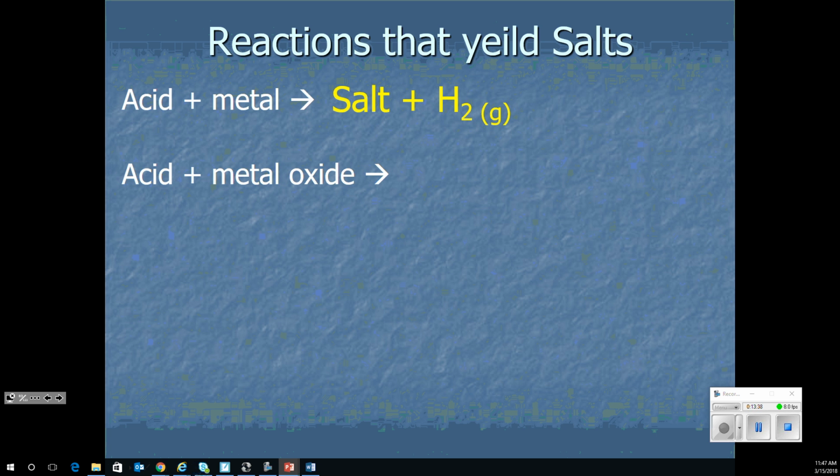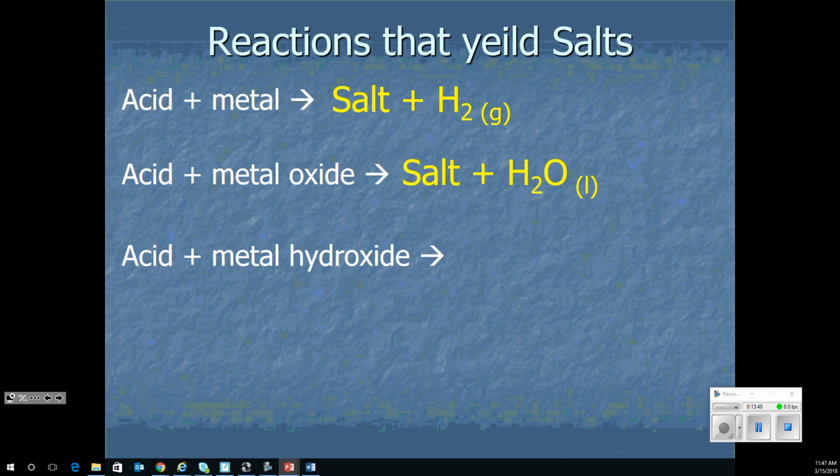If I have an acid and a metal oxide, that would be like calcium oxide or sodium oxide or magnesium oxide, then what I'm going to get is salt and water. If I have an acid and a metal hydroxide, hydroxides are where our strong bases are, like lithium hydroxide, sodium hydroxide. We're going to end up with salt and water. This is a strong acid, strong base kind of reaction. We're going to get a neutralization.